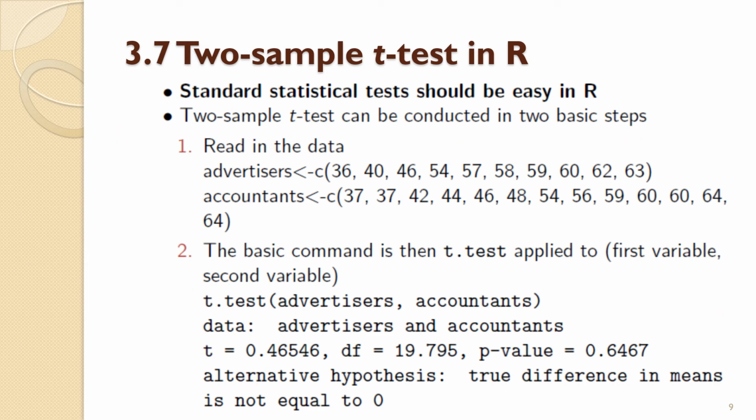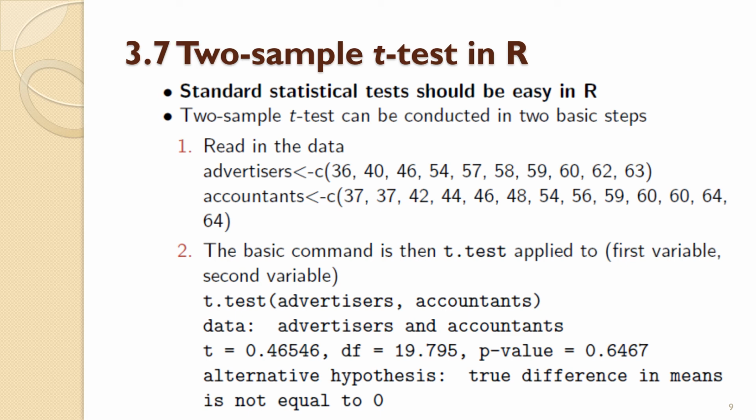Two-sample t-test in R. Because this is a relatively standard statistical test, it should be relatively easy to do. What you have to do is first of all read in the data, then the basic command is t.test. Because the t-test is such a commonly applied test, this is nicely optimized and operationalized in R syntax. So the first set of commands here is needed to read in the data, and then the basic command you need is t.test.